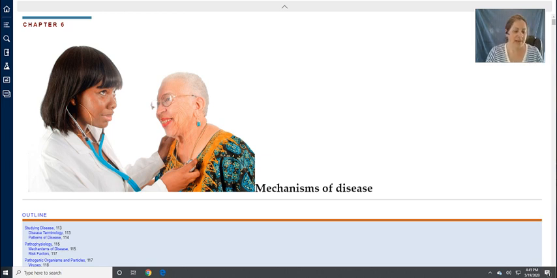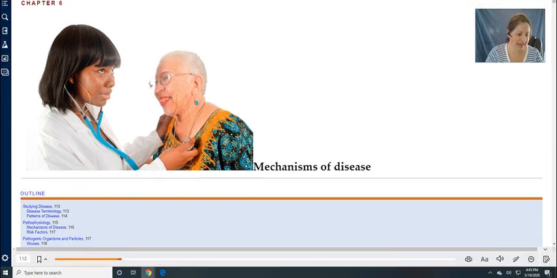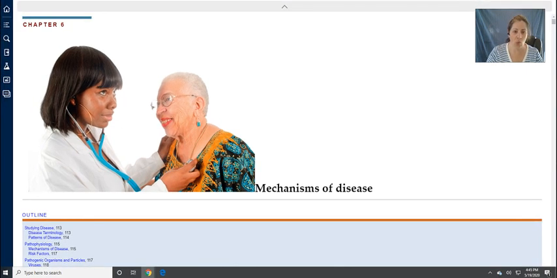All right, this chapter is in your anatomy book, chapter 6. It's called Mechanisms of Disease, and it starts on page 112. And this chapter is a one-chapter test that goes with your medical asepsis grade.